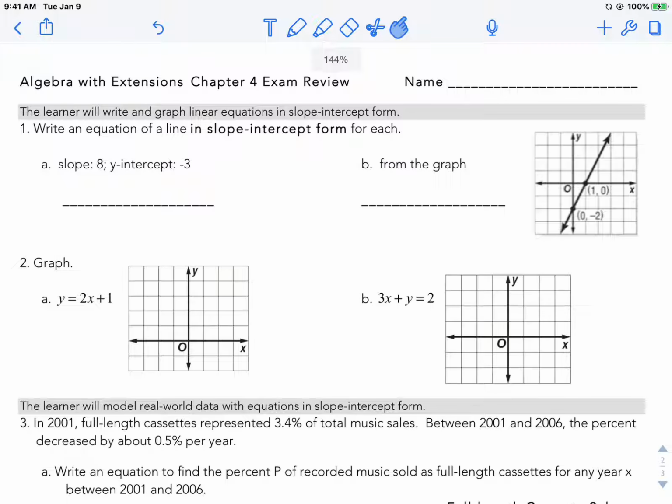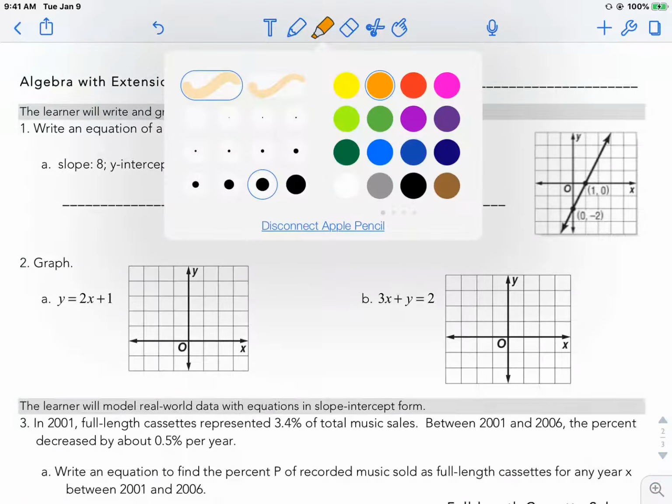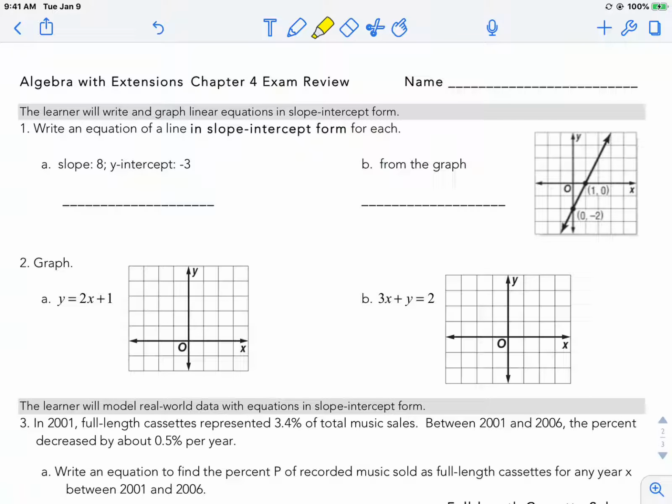My suggestion as you start the Chapter 4 exam review sheet is that you're really thinking about what the directions say. In number 1, they very clearly want the equation in slope-intercept form. In any other problem, you want to pay attention to that so that you're giving the type of equation that's required. Sometimes you might start in point slope and switch it into slope-intercept.